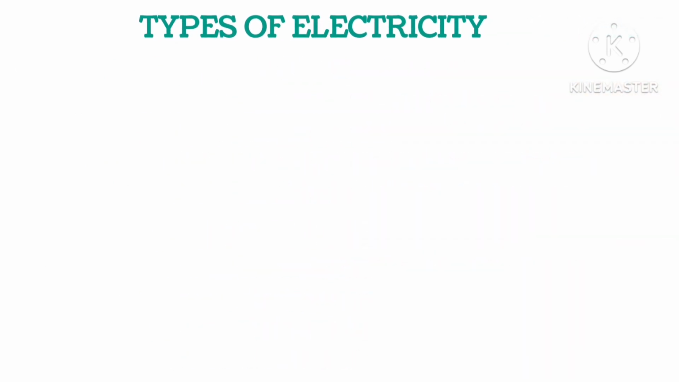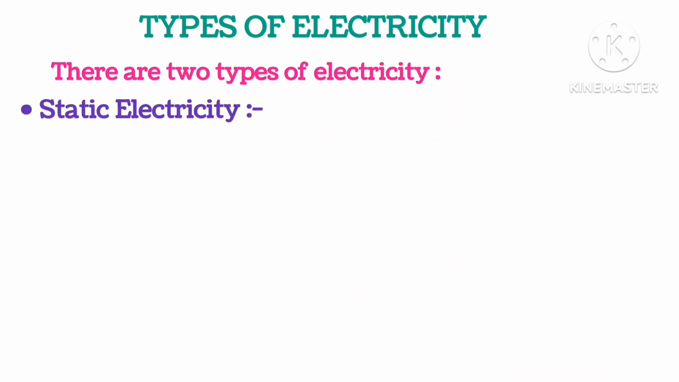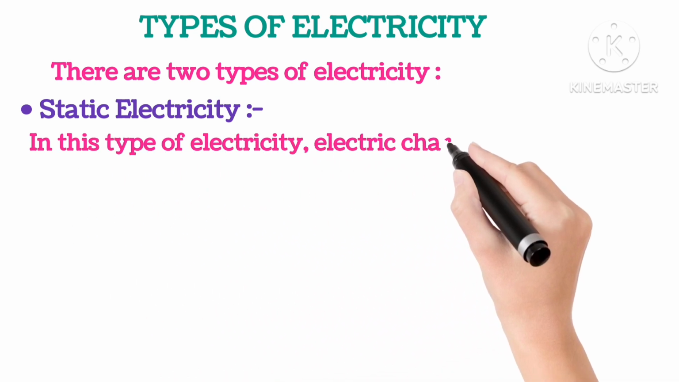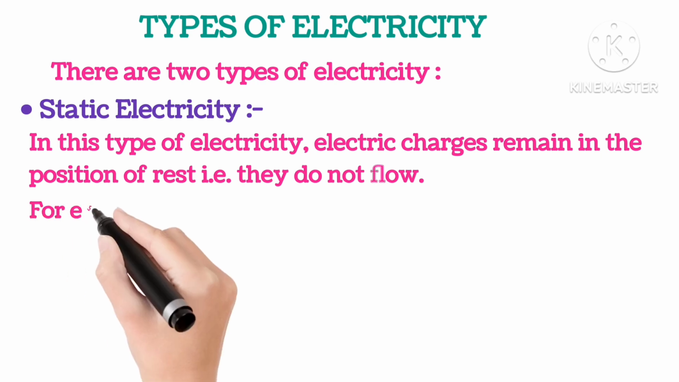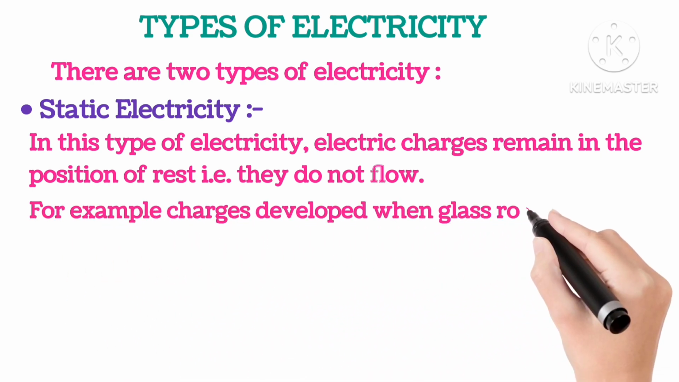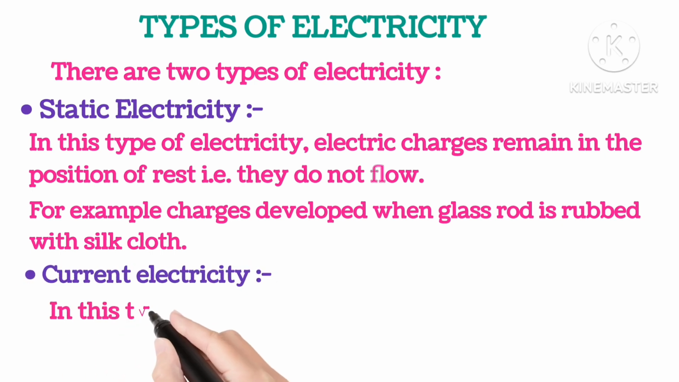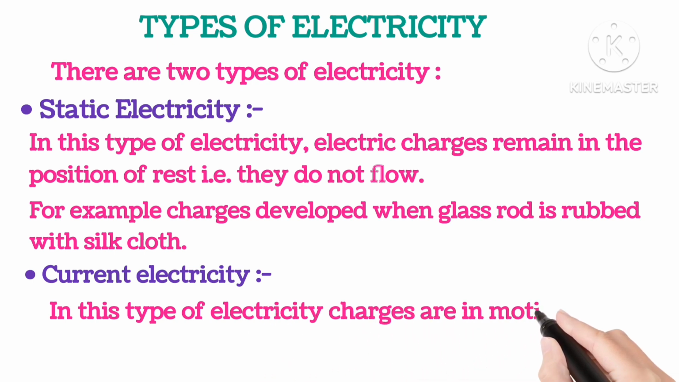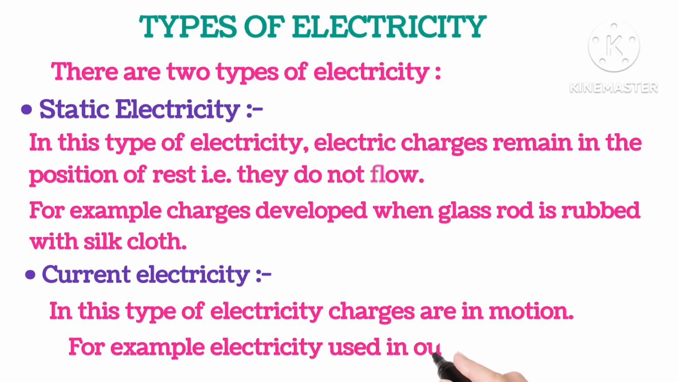Types of electricity. There are two types of electricity. First is static electricity. In this type of electricity, electric charges remain at rest, that is, they do not flow. For example, charges develop when a glass rod is rubbed with silk cloth. Second is current electricity. In this type of electricity, charges are in motion. For example, electricity used in our homes.